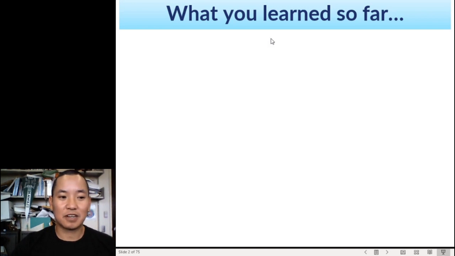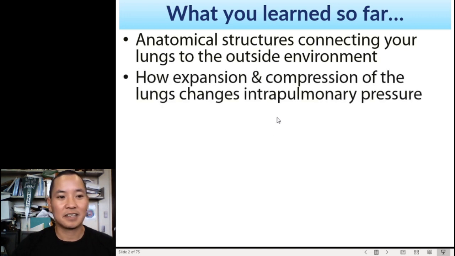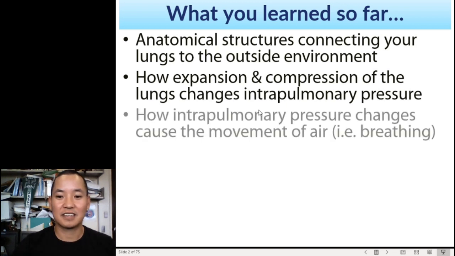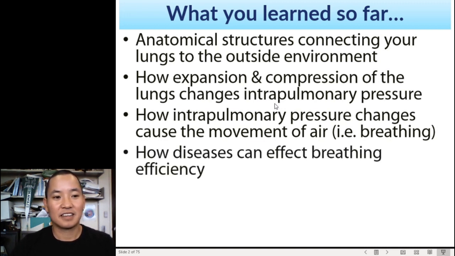Again, what we learned so far about the respiratory system. So again, we talked about the anatomy of the respiratory system. We talked about how changes in the volume of your lungs change the pressure, and that drives your breathing, inspiration and expiration. And also how the pressure changes cause the movement of air, pulmonary ventilation, aka breathing. And then we also briefly talked about diseases and how these can affect your breathing as well.